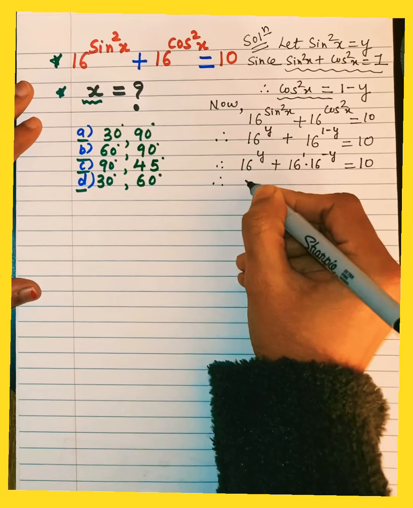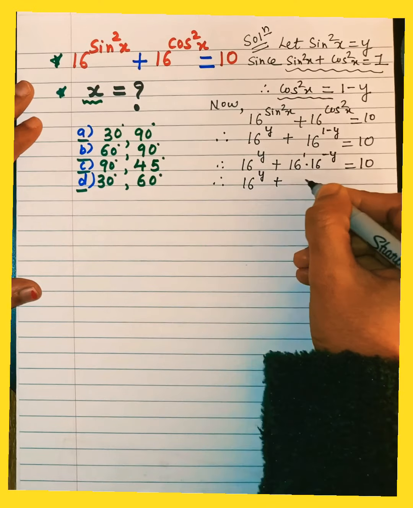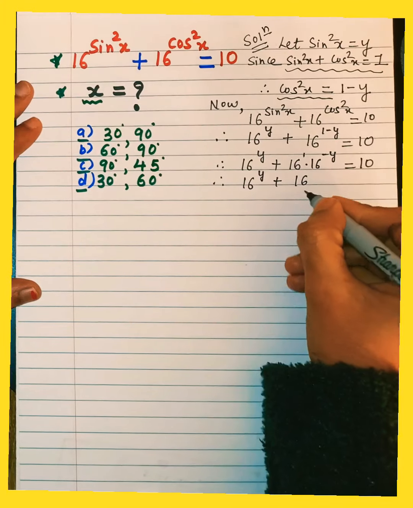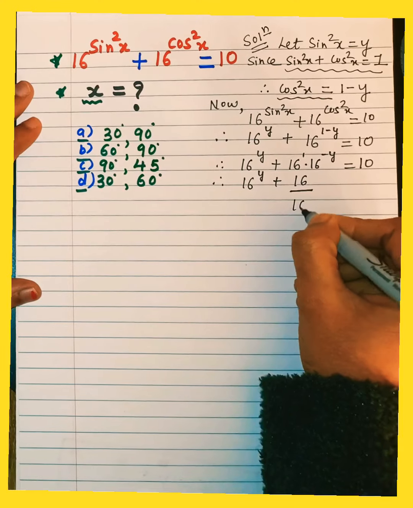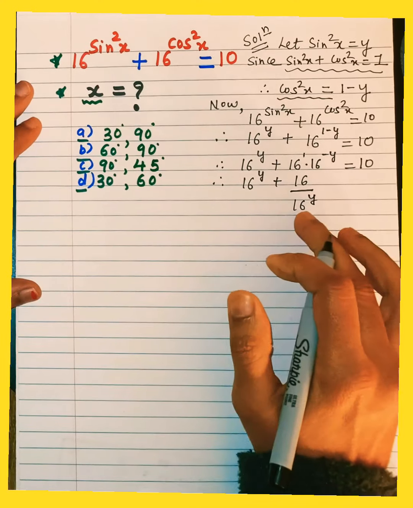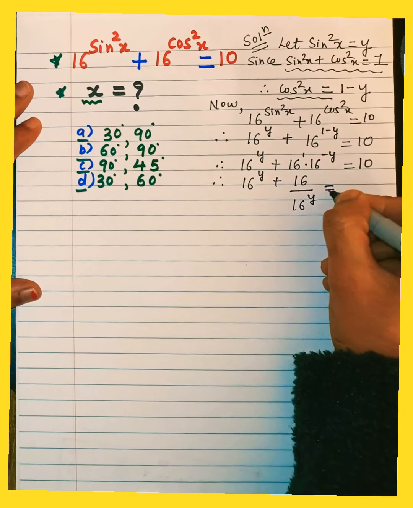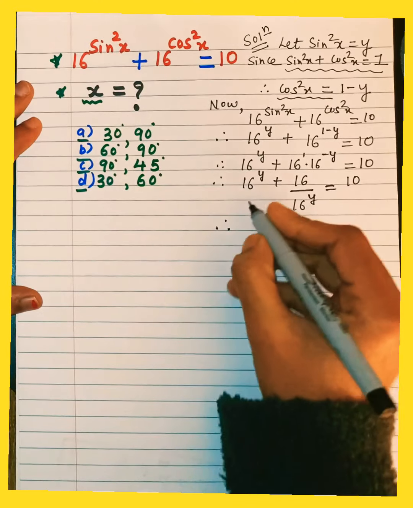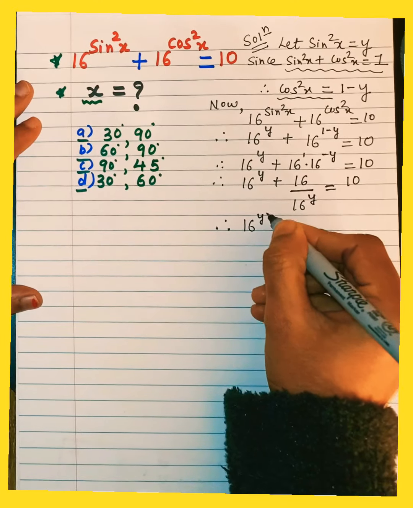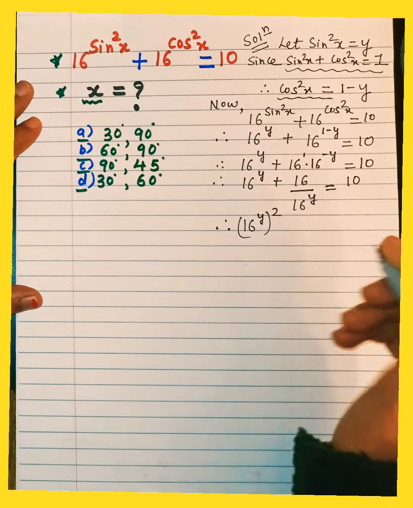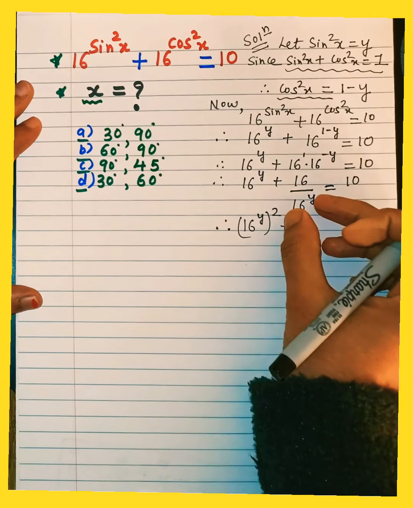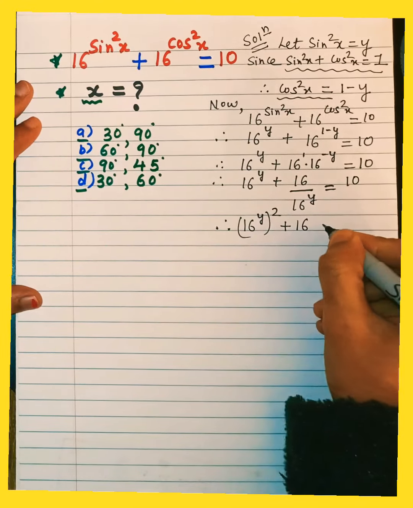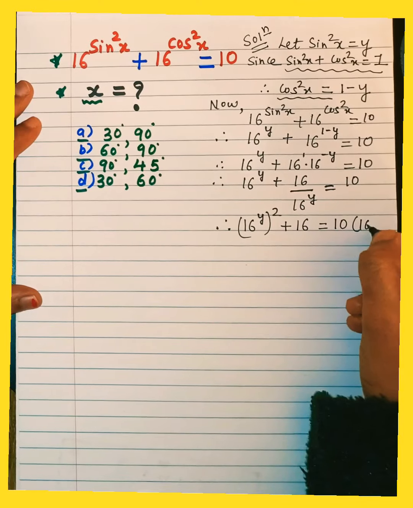Now in the next step, 16 raised to y we will keep as it is, plus 16. Now this 16 raised to minus y, the power is negative, so we are shifting it under the denominator. So we will write it as 16 upon 16 raised to y, and this will be equal to 10. Now taking out the LCM, what will happen? This part will be multiplied here. So we will get 16 raised to y the whole square, plus 16. Now this 16 raised to y will be multiplied here also with this 10. So 16 raised to y the whole square plus 16 equals 10 into 16 raised to y.